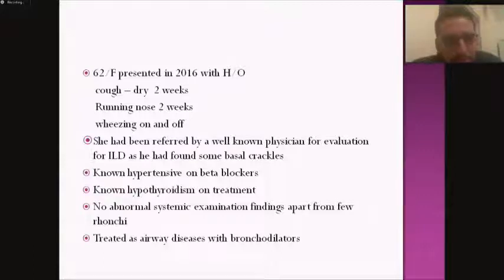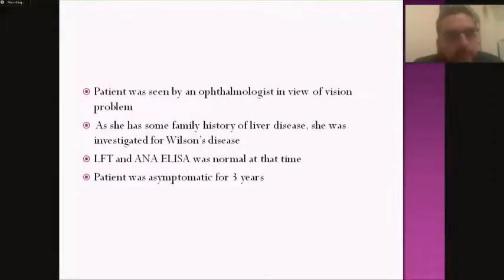She was a known hypertensive and was on beta blockers for the same. She also had some hypothyroidism and was on treatment for the same. Nothing significant on clinical examination apart from rhonchi. Hence, we thought it was airway disease and we put the patient on bronchodilators.